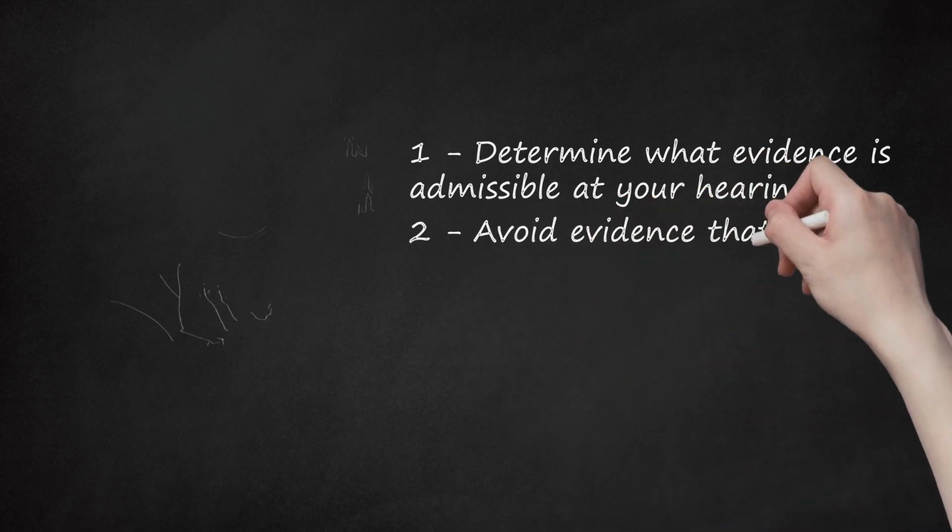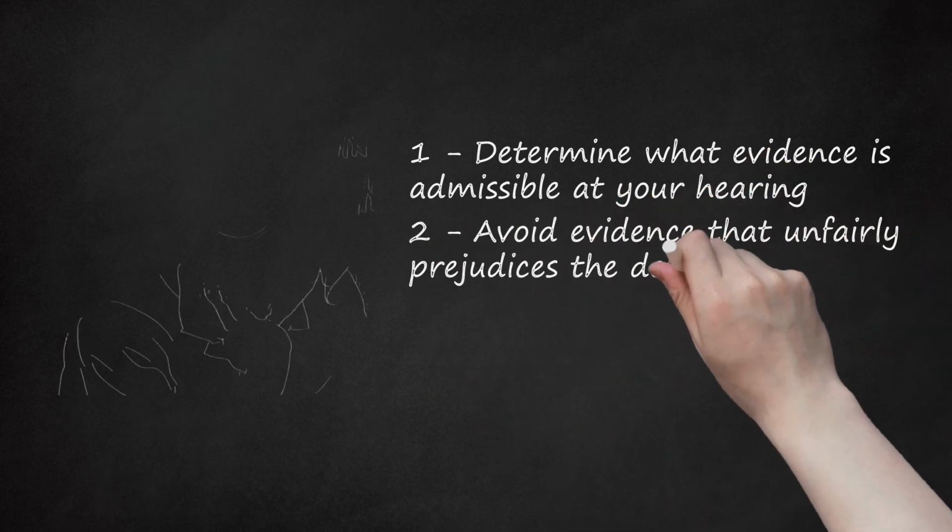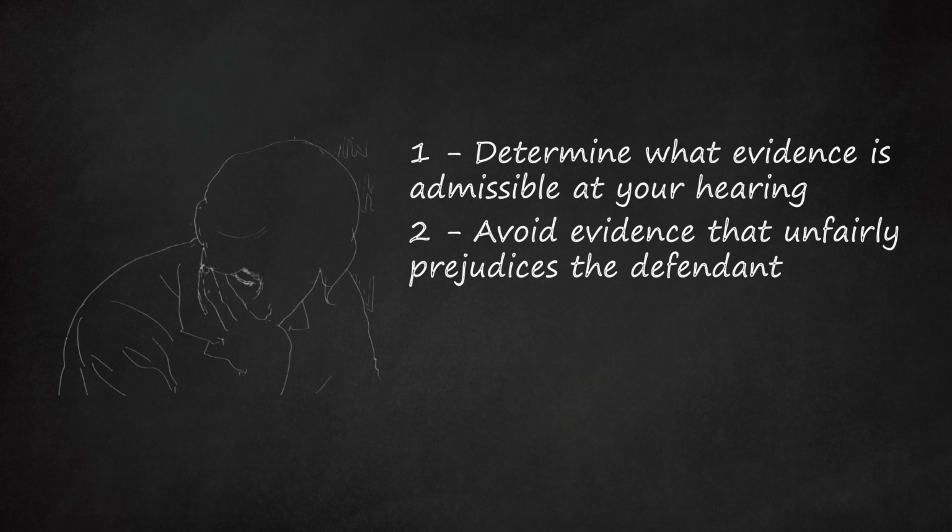2. Avoid evidence that unfairly prejudices the defendant. While all relevant evidence may be admissible, the court, during your hearing, might choose to exclude certain pieces for various reasons. One of the reasons a court may exclude evidence is if it is particularly prejudicial to the defendant. Prejudicial evidence is often evidence that appeals to emotion as opposed to reason.